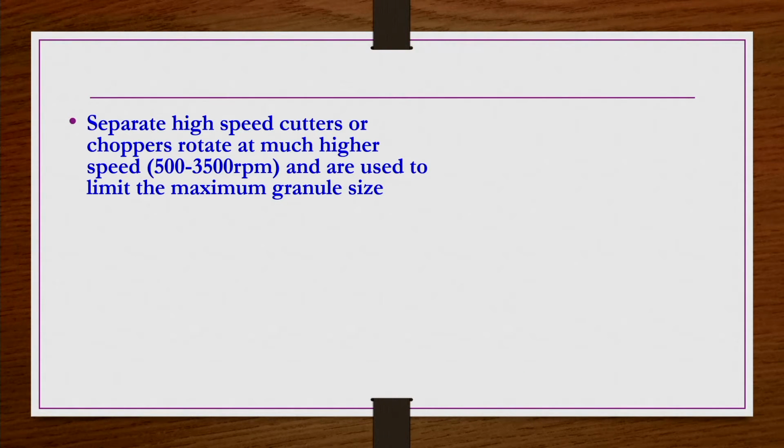So there are separate high speed cutters or choppers that rotate at much higher speed, between 500 to 3500 rpm, and are used to limit the maximum granule size. Because of high shearing, obviously you cannot expect a larger granule size. So especially if you do not want very large granule size, then it is better to go for this kind of equipment. If your requirement is a granule size between 2 to 20 mm, such a wider range, then it is better to go for tumbling granulators, okay.